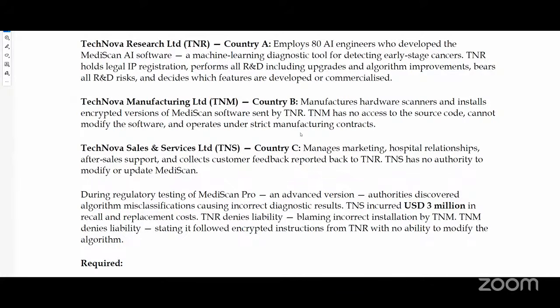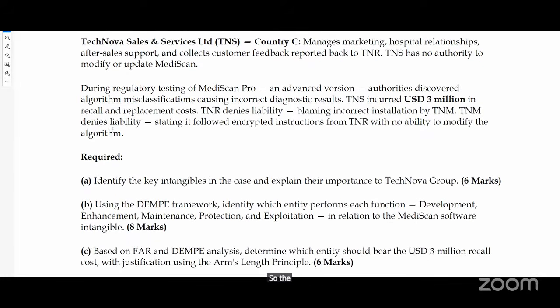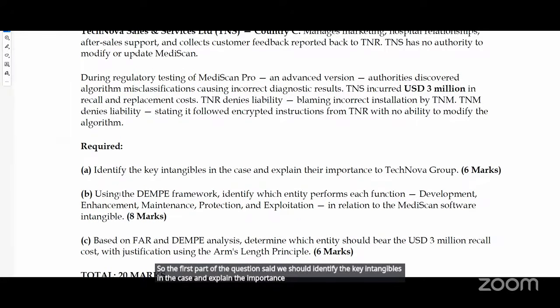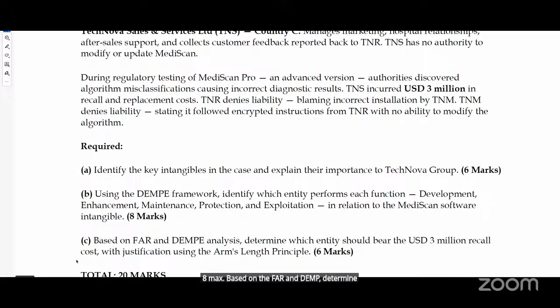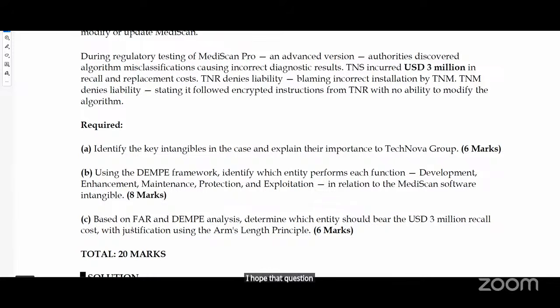I hope this thing is starting to make sense to you. You see how easy it is? Does that make sense? So the first part of the question said we should identify the key intangibles in the case and explain their importance to Technova, 6 marks. Using the DMP framework, identify which entity performs each function: development, enhancement, maintenance, protection, and exploitation in relation to the medical software, 8 marks. Based on the FAR and DMP, determine which entity should bear the 3 million recall cost with justification using the arm's length principle, and this is 20 marks. I hope the question is well understood.